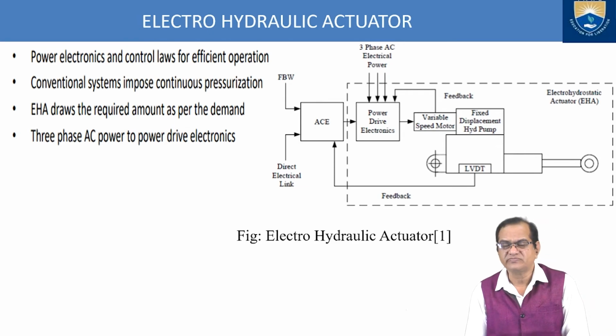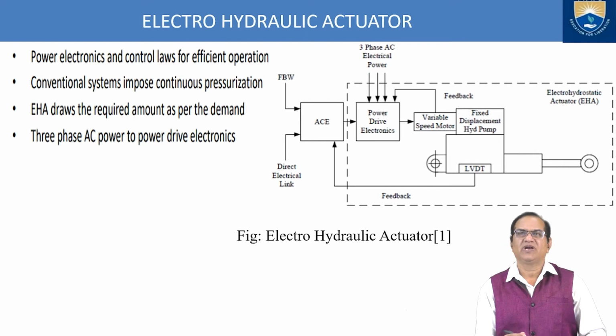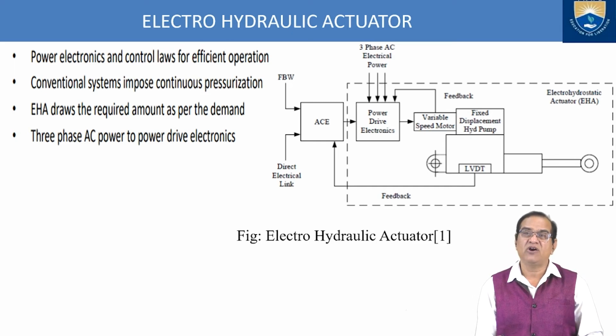Now, next is the electro-hydraulic actuator. By the name itself, you can see that electro-hydraulic means it is operated by electrical and hydraulic. Both systems are working in this. So we need some electrical power. Here we use three-phase AC electrical power, which drives the drive electronics. FBW and the direct electrical links are here. You can see power electronics and control laws for efficient operations. So we have to use power electronics and the control laws.